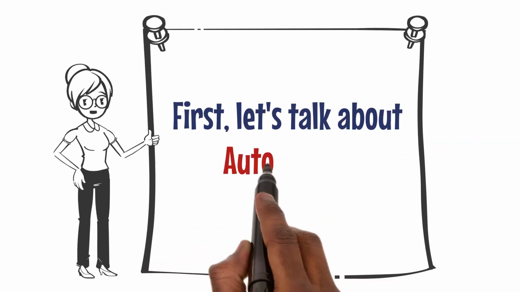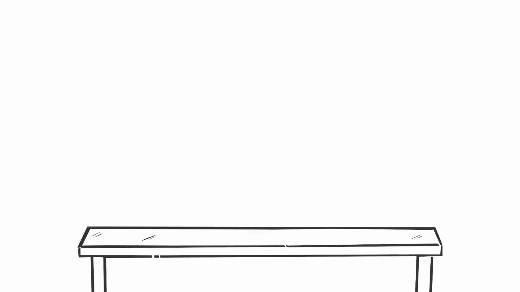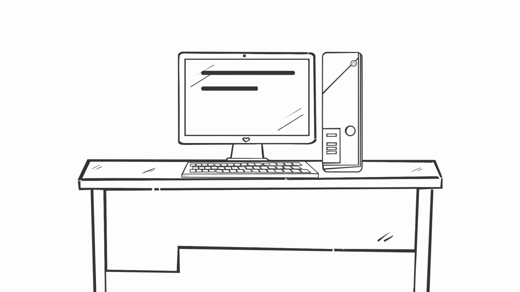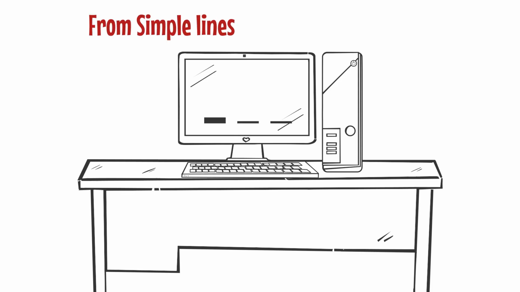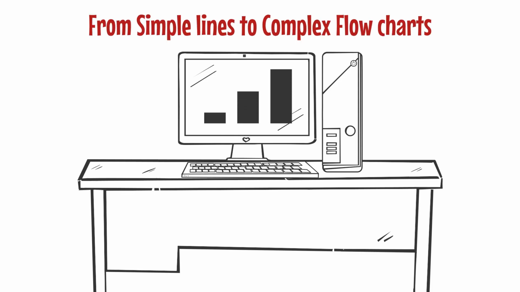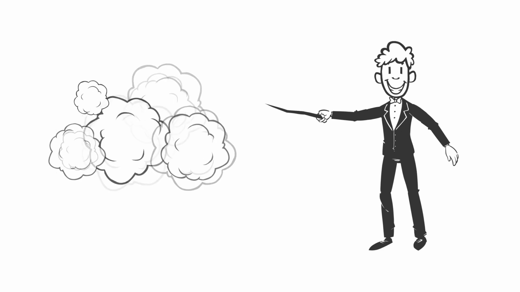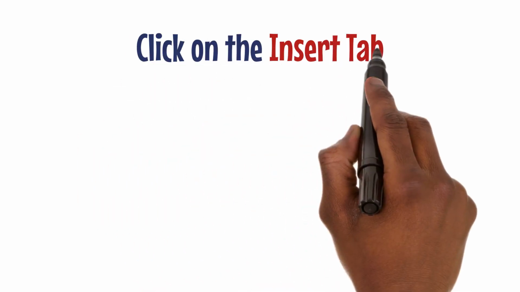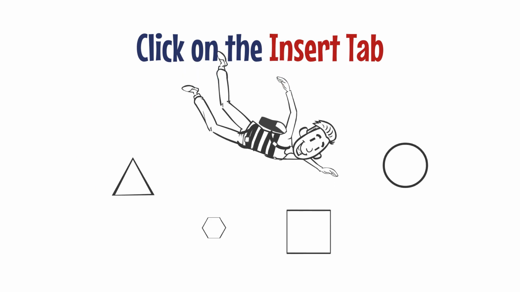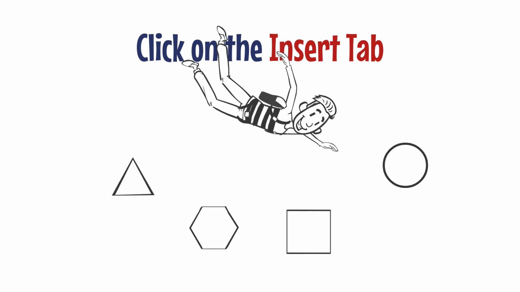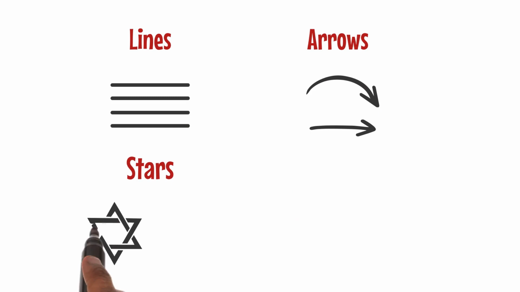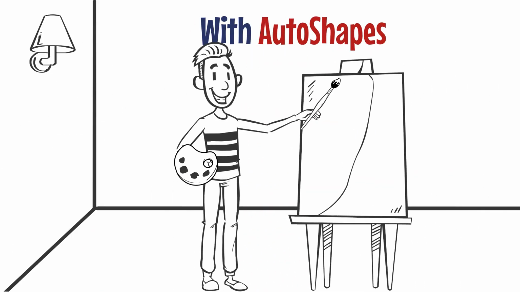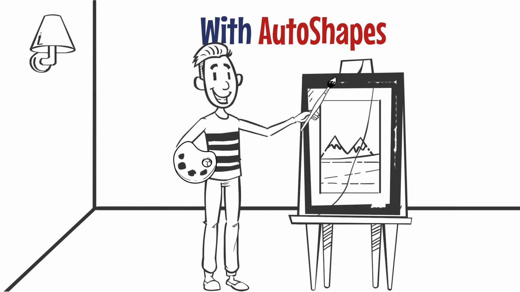First, let's talk about autoshapes. Think of them as your digital drawing tools. You can craft everything from simple lines to complex flow charts right here. Now, how to summon these enchanting shapes? Just click on the Insert tab and dive into the Shapes menu like an explorer. Lines, arrows, stars, and much more. With autoshapes, you can draw anything your creative heart desires.